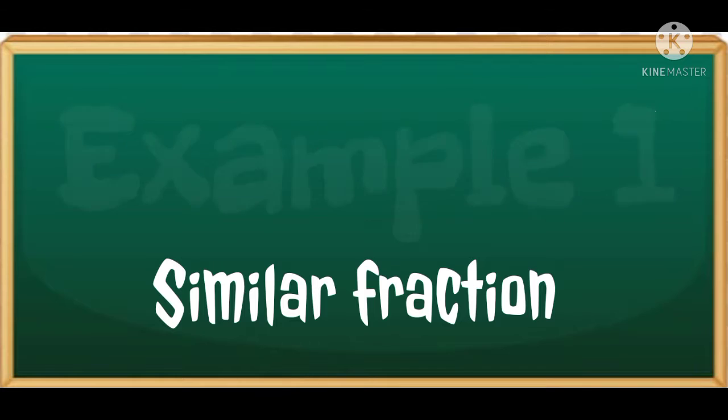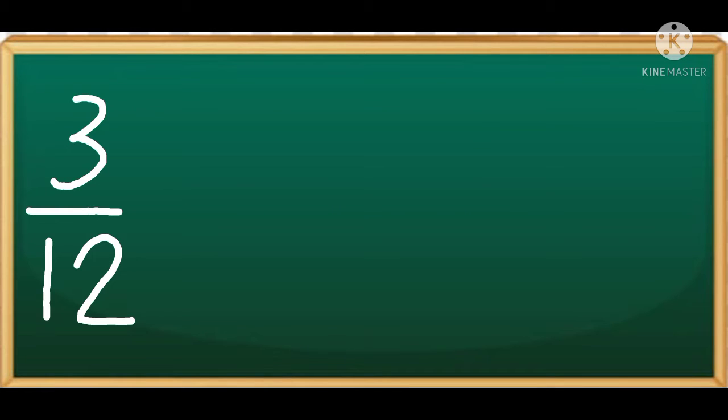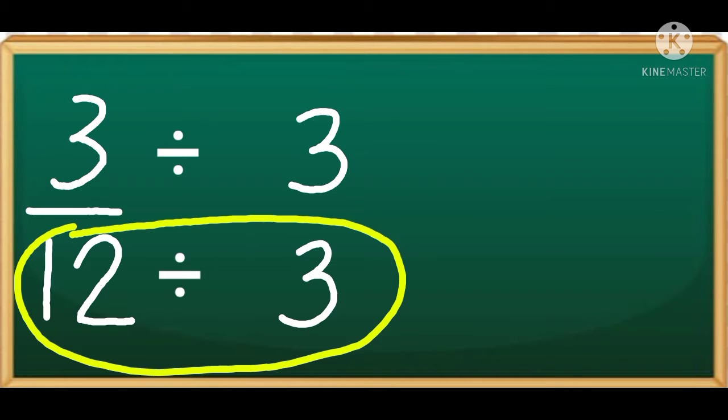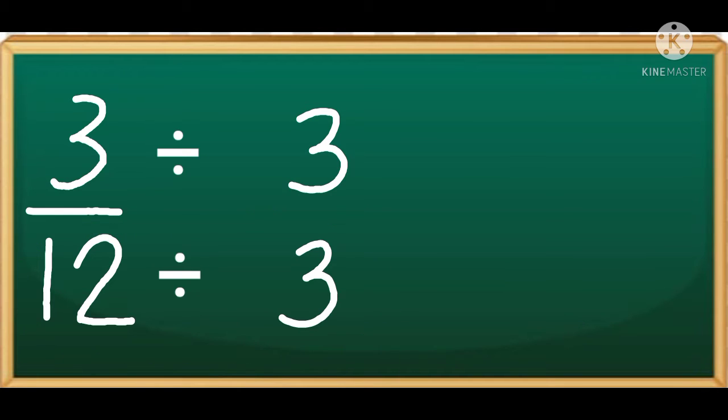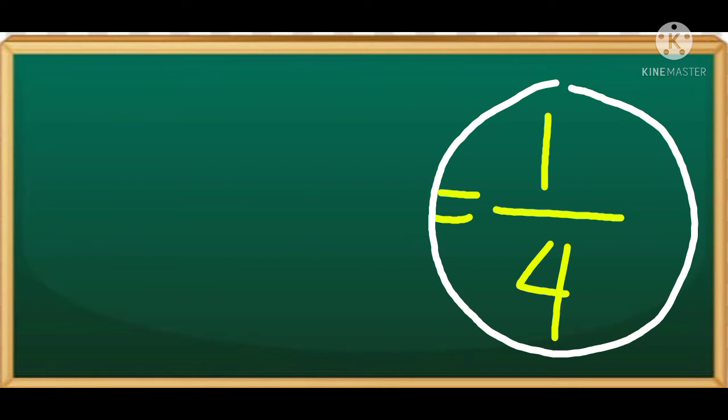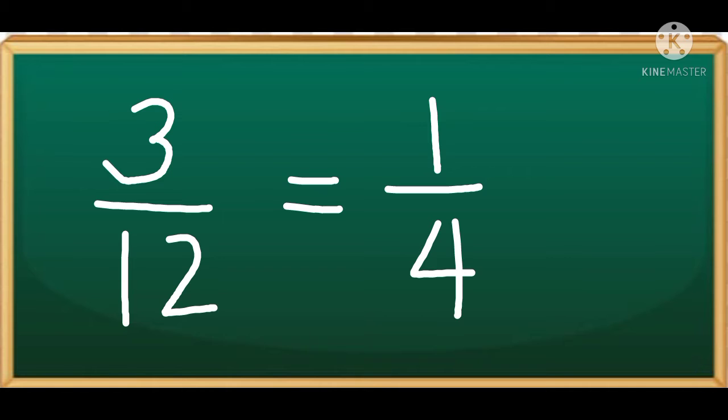Let us have the given number, which is 3 over 12. We will think for a number which can be divided for both of the numerator and denominator. Let us have number 3. 3 can be divided by 3 and can be divided by 12. 3 divided by 3 is equal to 1, and 12 divided by 3 is equal to 4. So, our answer is 1 over 4. 3 over 12 is equal to 1 over 4.